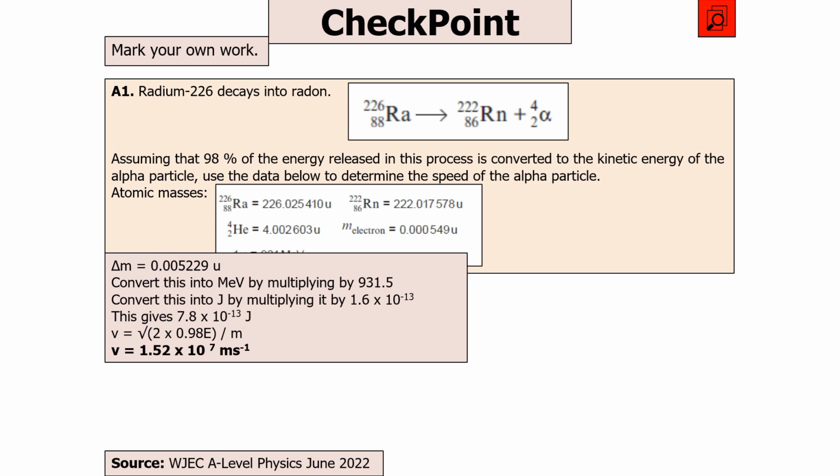So V is going to be, well, E equals a half mv squared. So V is equal to the square root of 2 times 0.98 E, because it's 98% of the energy, divided by the mass. So it's 1.52 times 10 to the 7 meters per second.